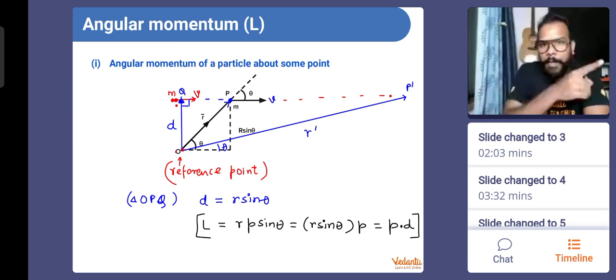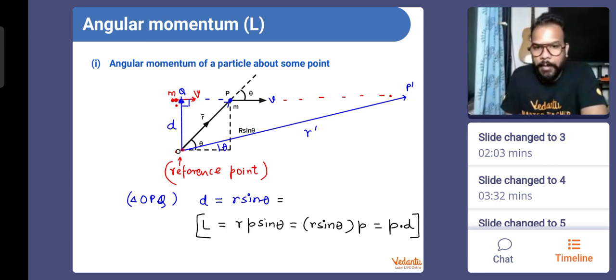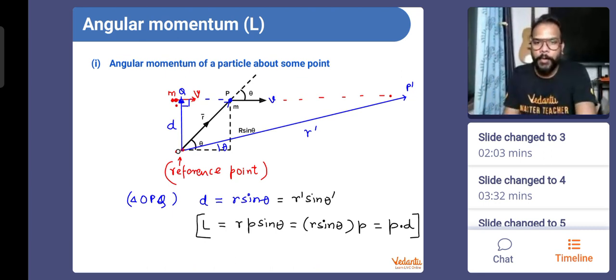And the more important part is the particle continues to move along this line. The value of theta changes. It becomes R dash sine theta dash. Or just to make it easier to correlate, let's write down this as alpha. So can I say it is R dash sine alpha?